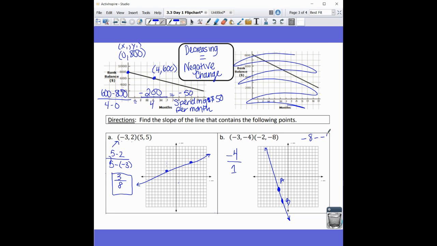-8 minus -4 over -2 minus -3. 2 negatives make a big plus sign. -8 plus 4 is -4. -2 plus 3 is 1. You get the same thing either way. You have to make sure you're counting your vertical change first.